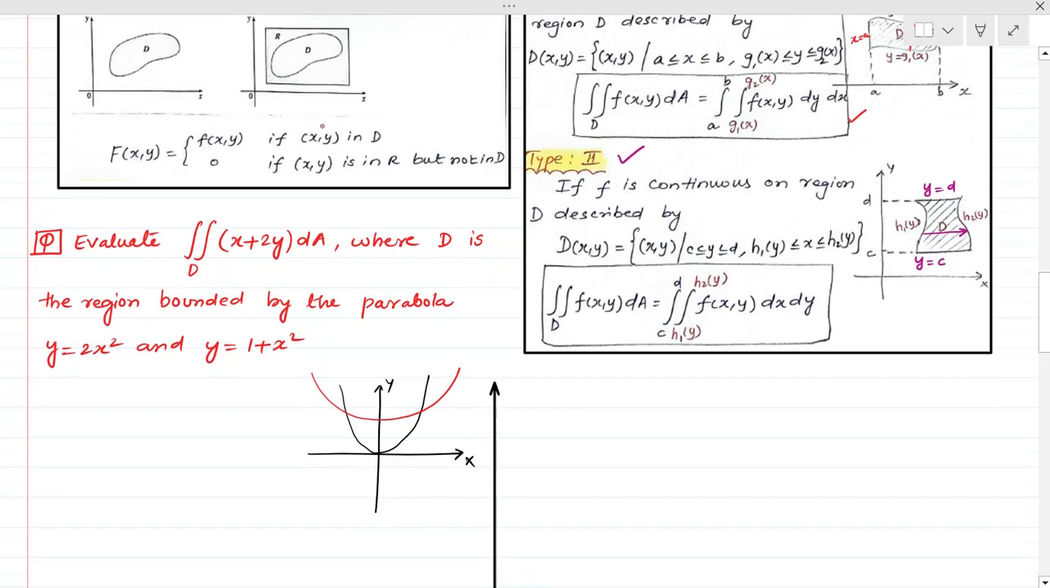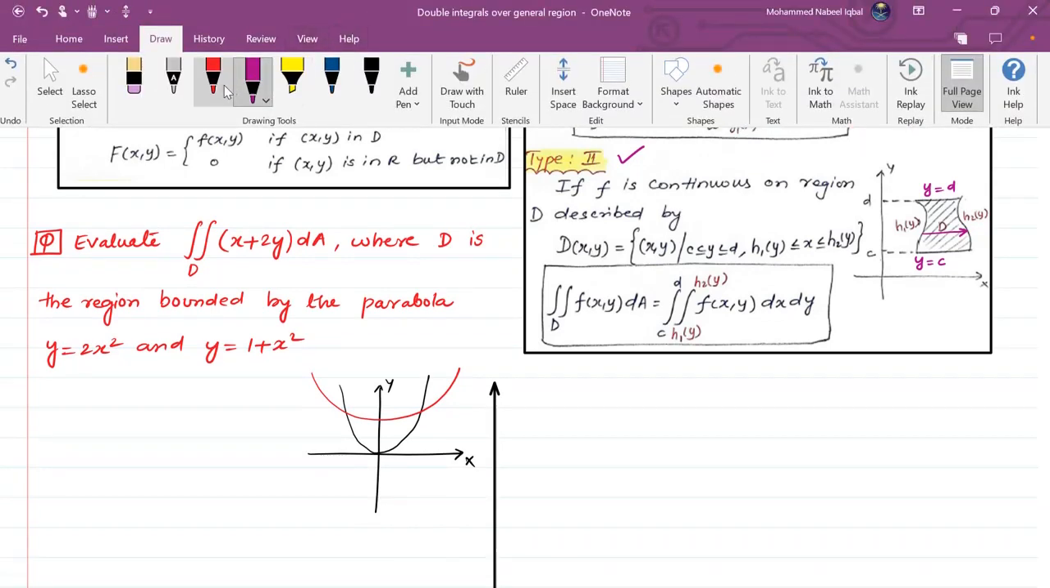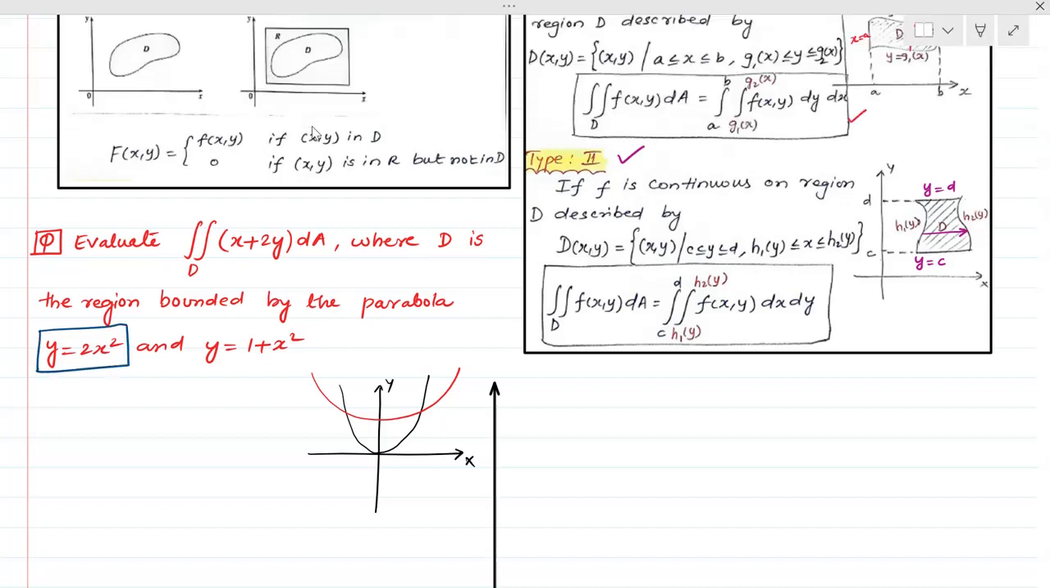Now first of all we will take this part here. This is a given integral. Evaluate the double integral over D of x plus 2y dA, where D is the region bounded by the parabolas. This is a parabola, this is a parabola. This one is y equals 2x square, and this is a parabola which is shifted, y equals 1 plus x square. This is the region I have to find.